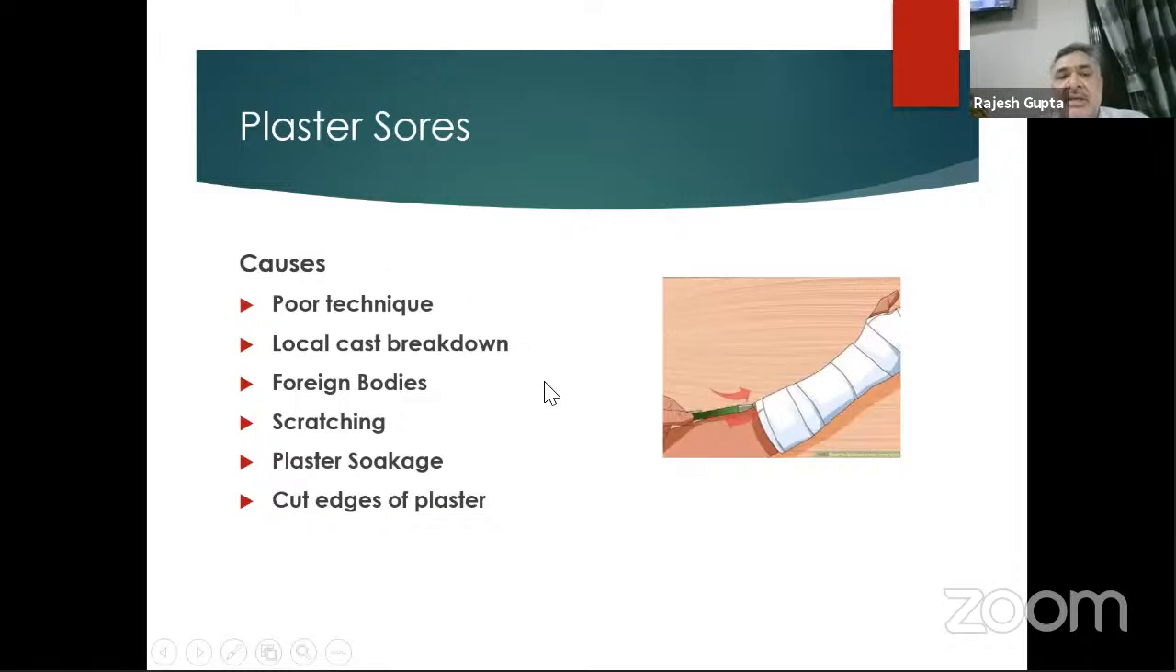So now causes again: poor technique in applying the plaster, local cast breakdown, foreign bodies may fall inside the cast, scratching with sharp objects, very common. Patients often scratch the skin with sharp objects like pencils or hairpins. Plaster soakage may wet the cast and the cast will break and lead to pressure sores. Or cut edges of the plaster. As I have already told you, you have to protect the edges.